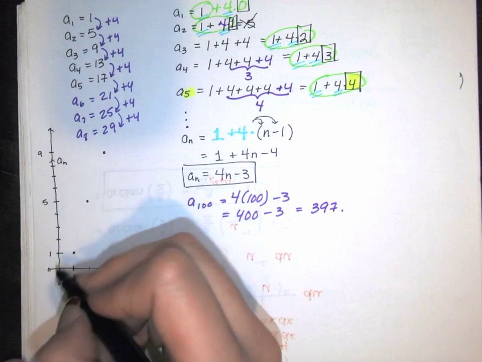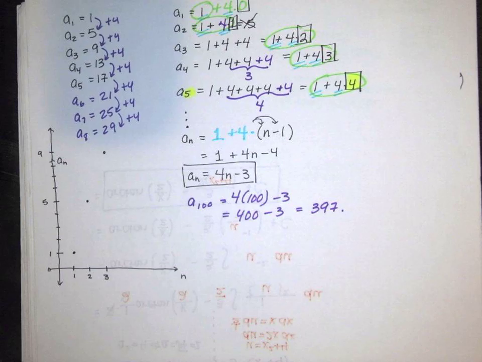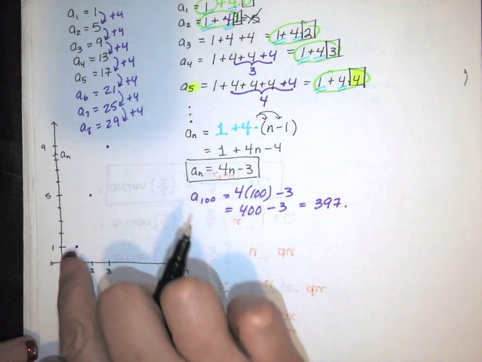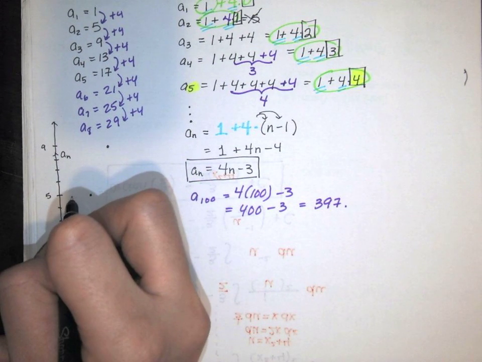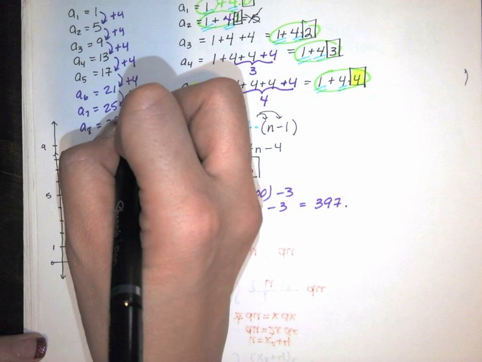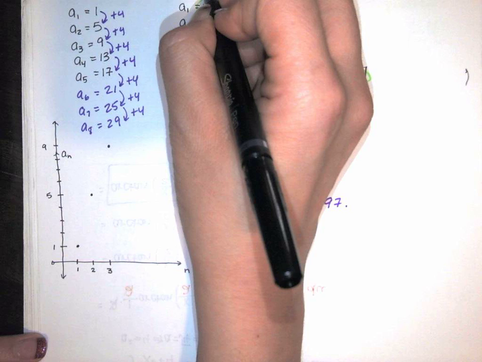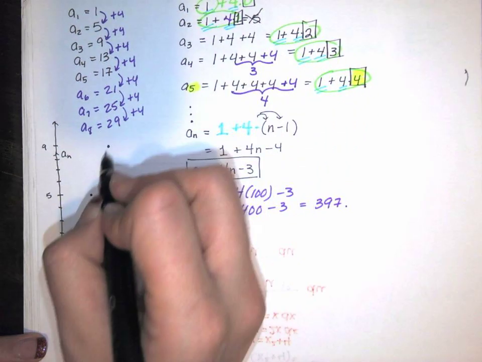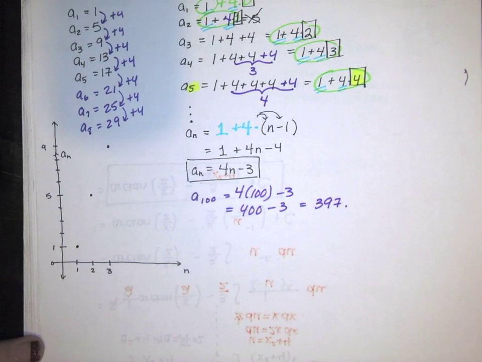And so on. And it's going to go off the screen. It's going to go all the way up here. But I hope you see that it's a linear relationship, because I'm going up 4 over 1, over and over and over again. So all these points are going to be evenly spaced on this line, given by 4n minus 3.